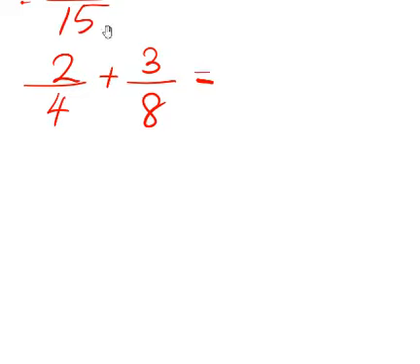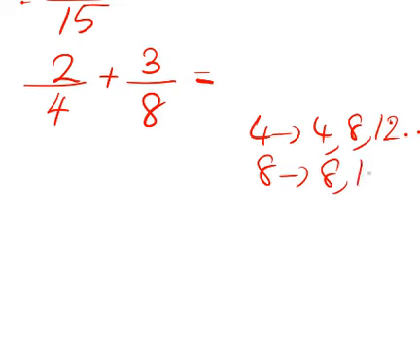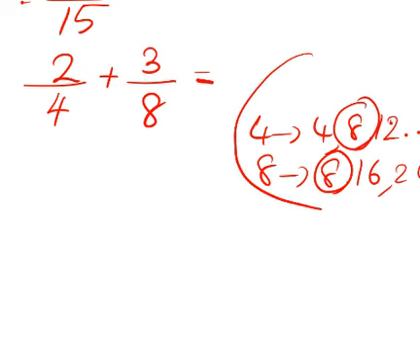So we can list the multiples of 4 and 8. First, multiples of 4 are 4, 8, 12, etc. Then multiples of 8 are 8, 16, 24, etc. So the first common multiple is 8. So we have to make the denominator 8.